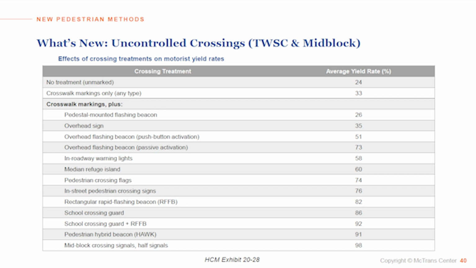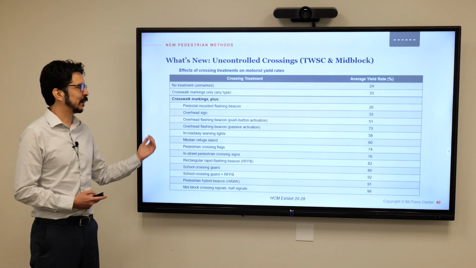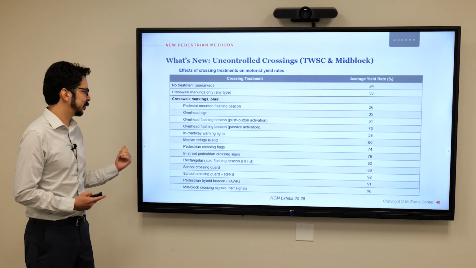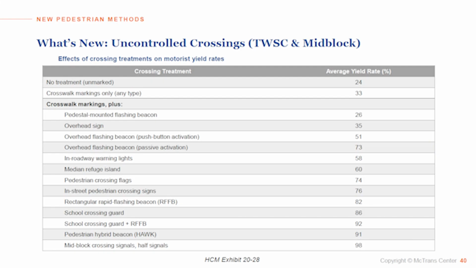But when you add a crosswalk and you start adding additional safety treatments, and you can go down through the table, you can see that driver compliance increases. So for example, we can get for a flashing beacon around 82% compliance, or we can get even 91% for halt signals, and so on.